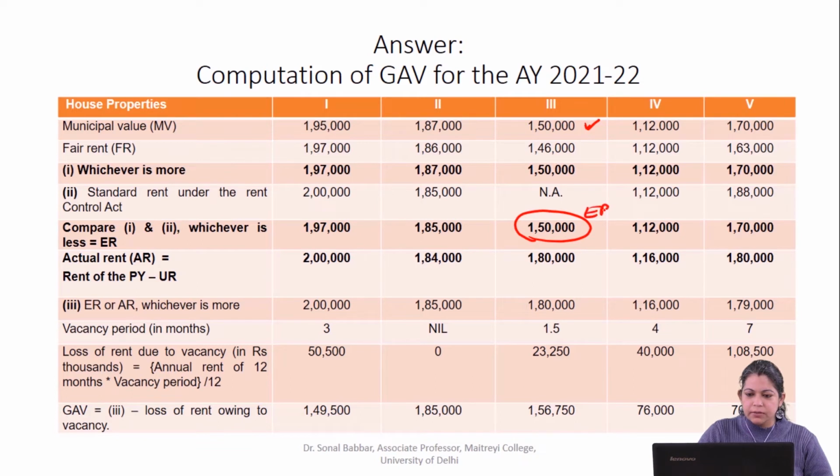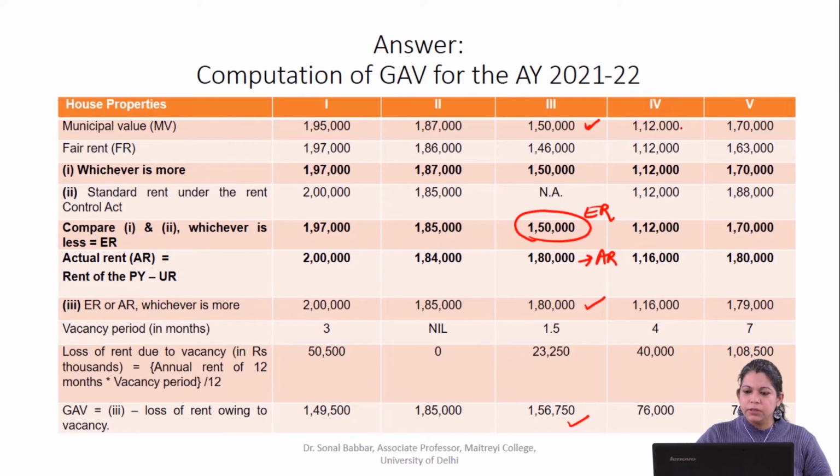This is ER. And this is to be compared with actual rent, which is rent of the previous year minus unrealized rent. So rent of the previous year was 1,86,000 and unrealized rent 6,000 has been subtracted to get 1,80,000 here. This is actual rent. Higher of the two will be taken and we subtract loss due to vacancy. Again, the annual rent divided by 12 into 1.5 will give us 23,250 and the difference is coming as GAV.